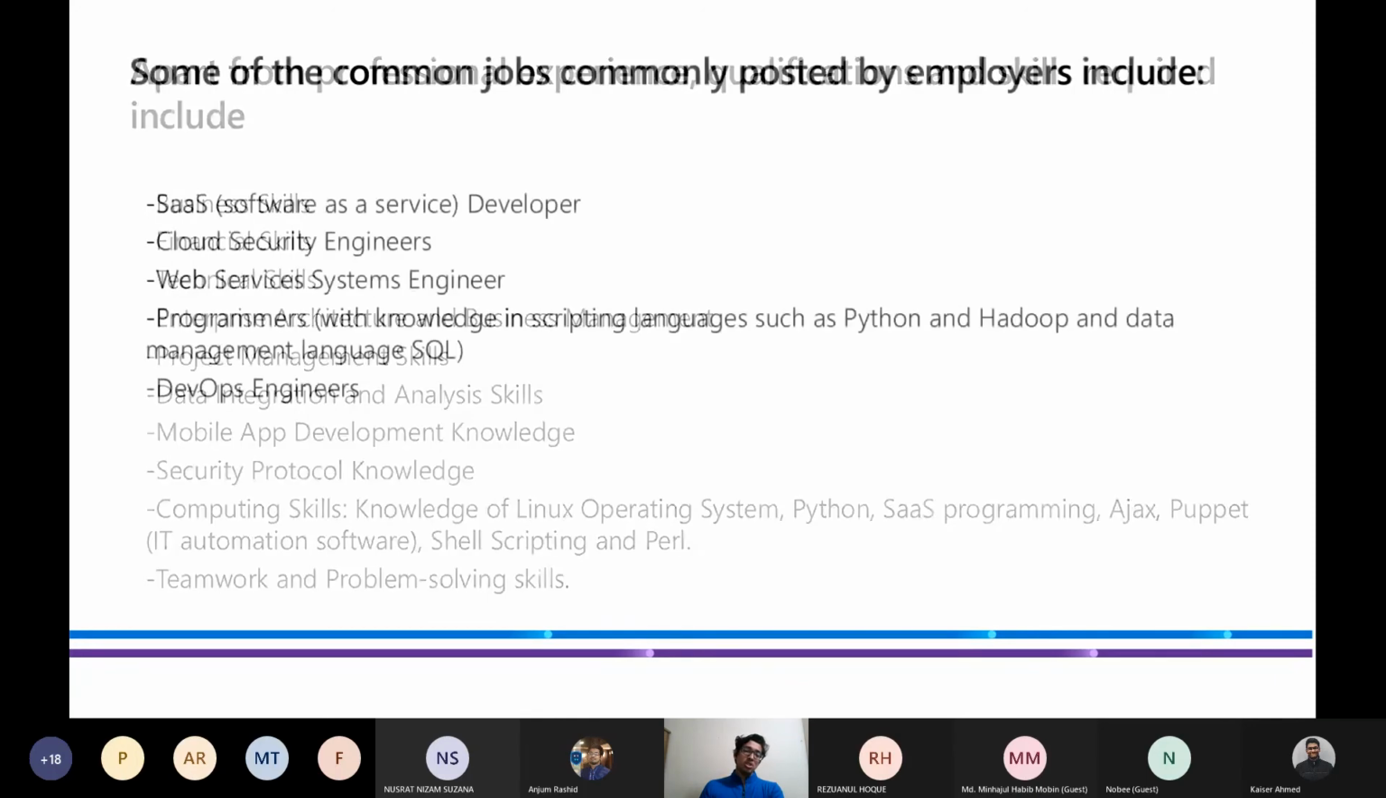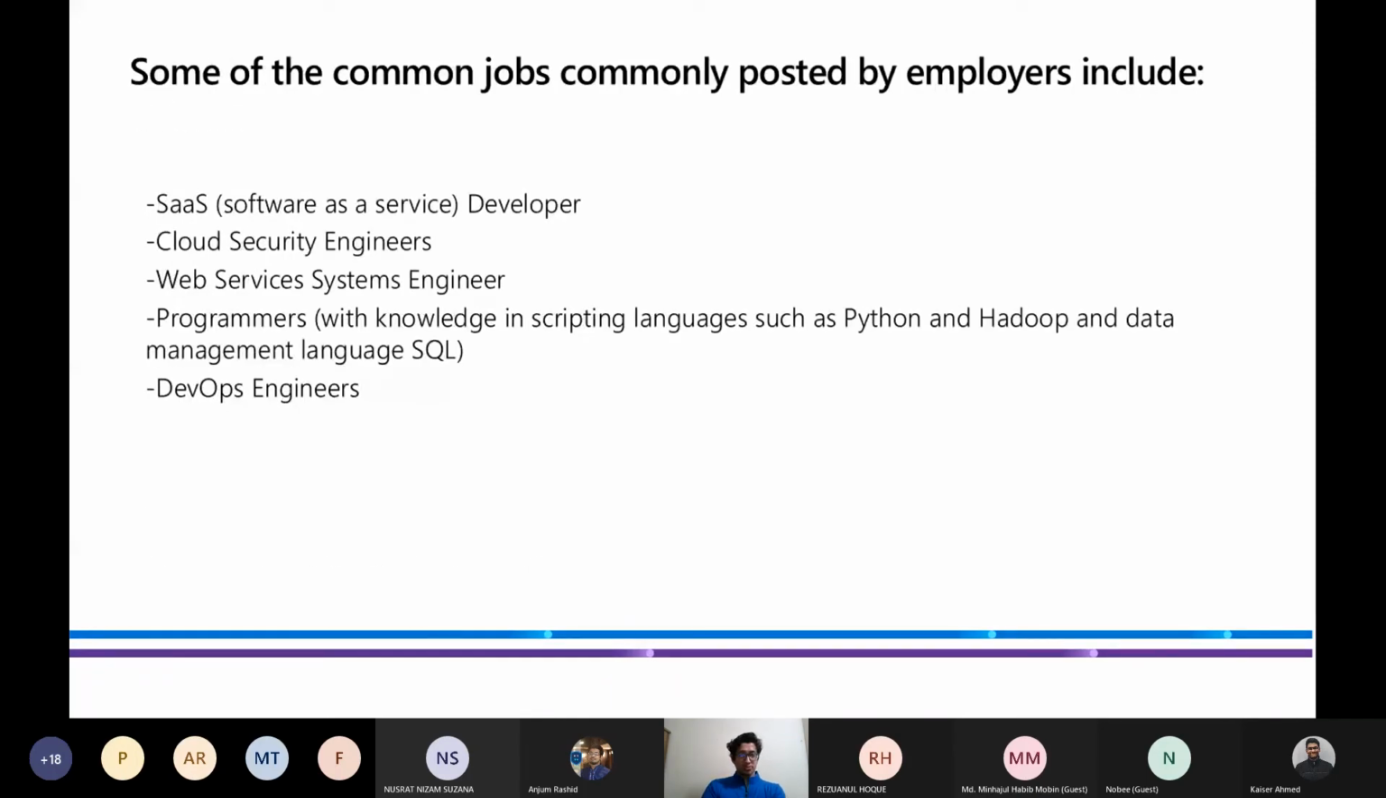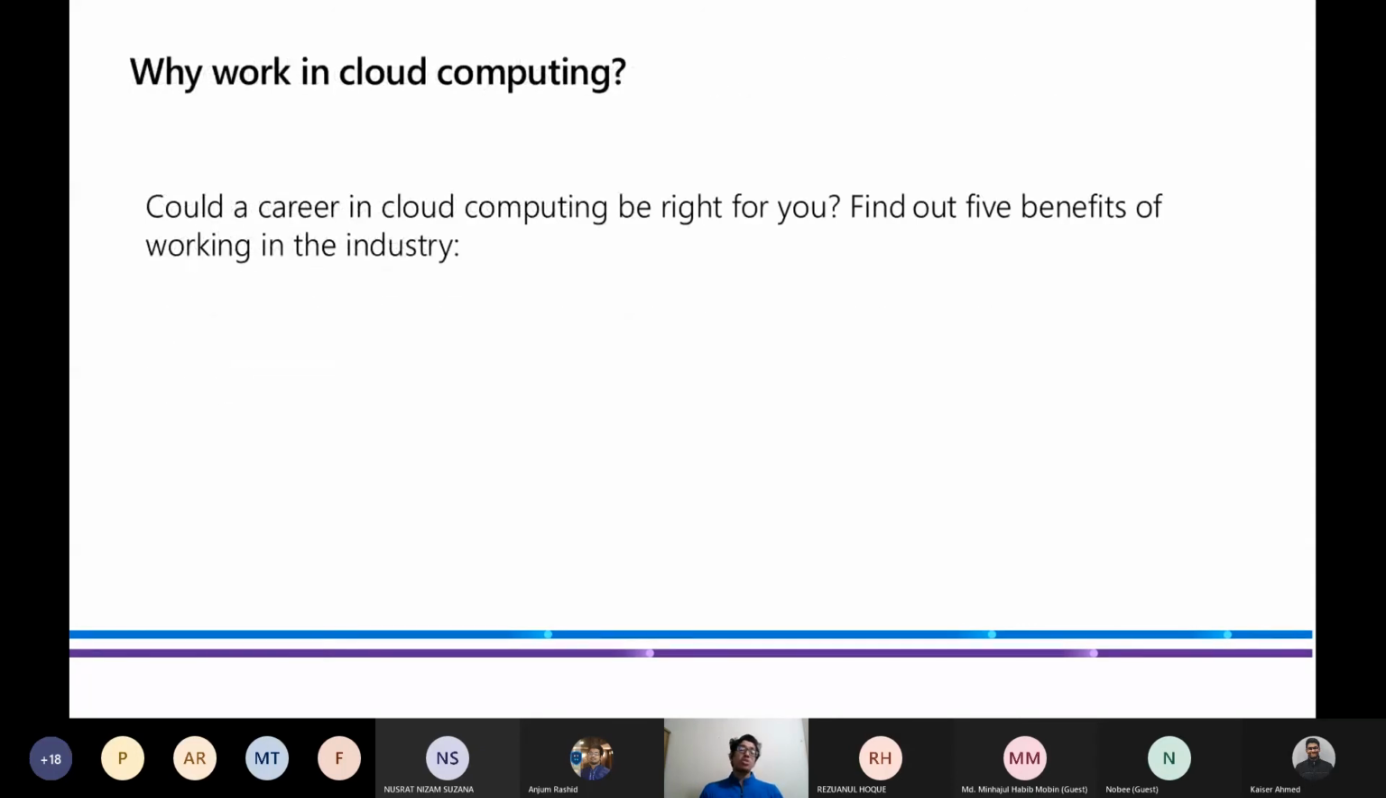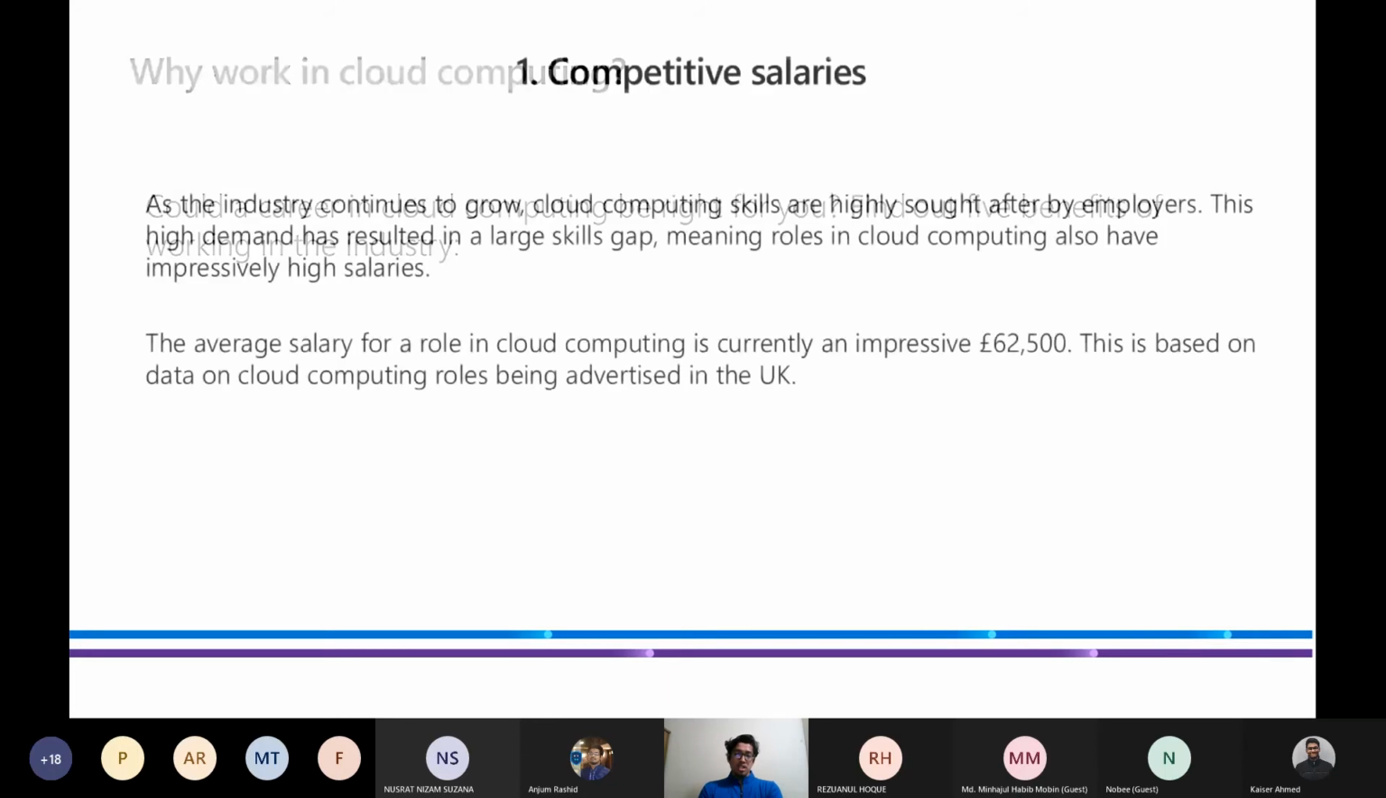I would like to discuss some of the reasons why working in cloud computing is a right choice. The first and most important part of this is that cloud computing has really competitive salaries. As the industry of the cloud is growing, the salaries are also getting really, really high. It is said in the UK that the average salary is around £62,000.